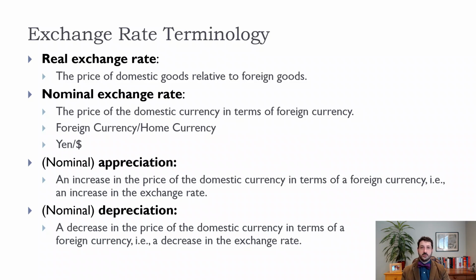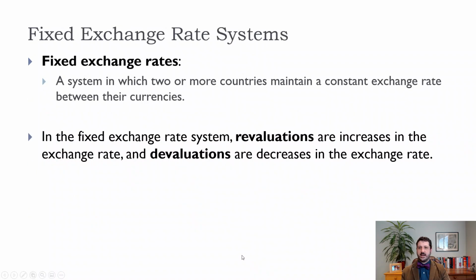And then a nominal depreciation is just the opposite, right? So a decrease in the exchange rate, a decrease in the price of the domestic currency in terms of the foreign currency. And so that is good for exports because our exports become cheaper for foreign customers, but it means imports will be more expensive. So, we'll get there in just a minute.